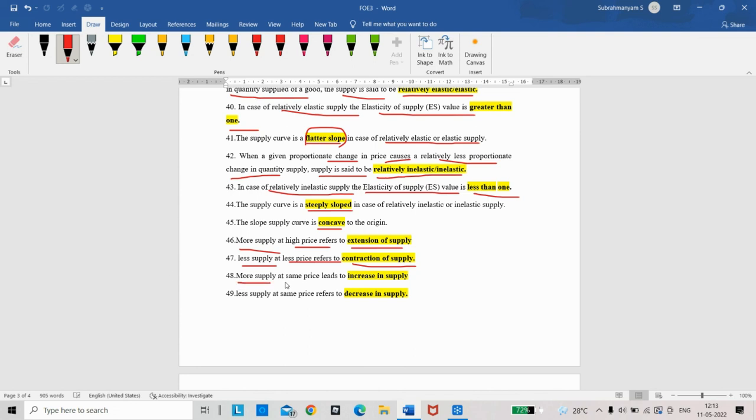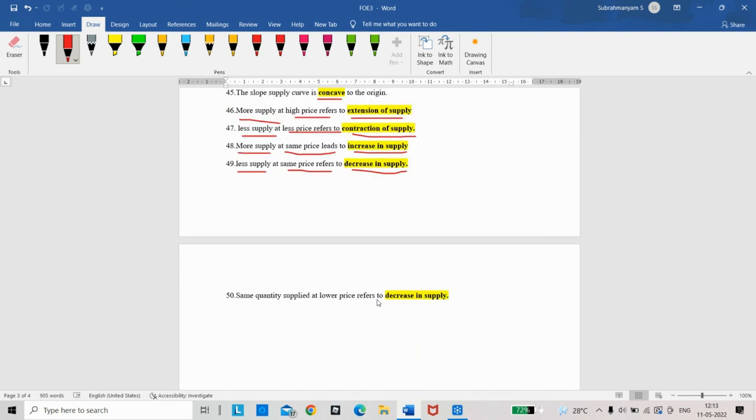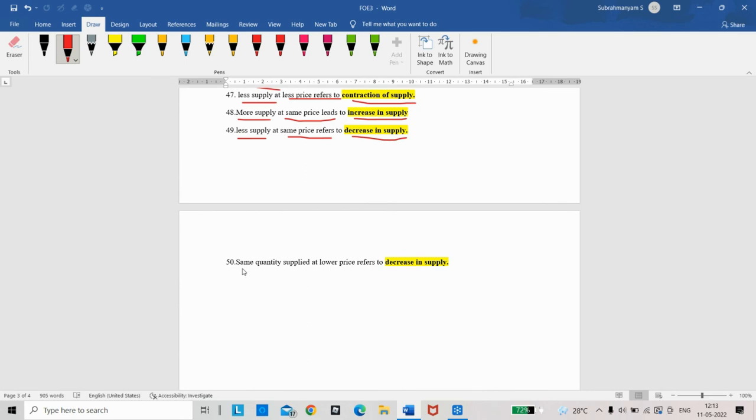More supply at the same price leads to an increase in supply. Less supply at the same price refers to a decrease in supply. The same quantity supplied at a lower price refers to a decrease in supply.